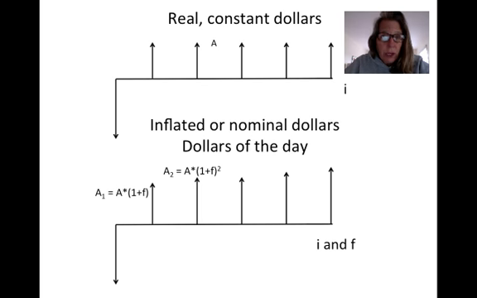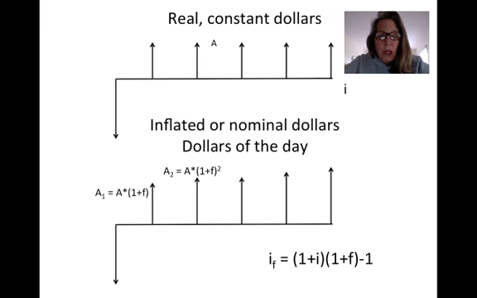Now in the case of real or constant dollars, all we need is an interest rate. But in the case of inflated and nominal dollars, what we need is an interest rate and an inflation rate, the f value. And in fact, when we look at the interest rate, when we include inflation, we can calculate based on a real interest rate a nominal interest rate, and we're going to add to that. So we go 1 plus the interest rate times 1 plus inflation, minus 1, because we want to take out that 1. That is equal to the compounded inflation rate. So what I'm going to do is go through an example so we can see how this works out.